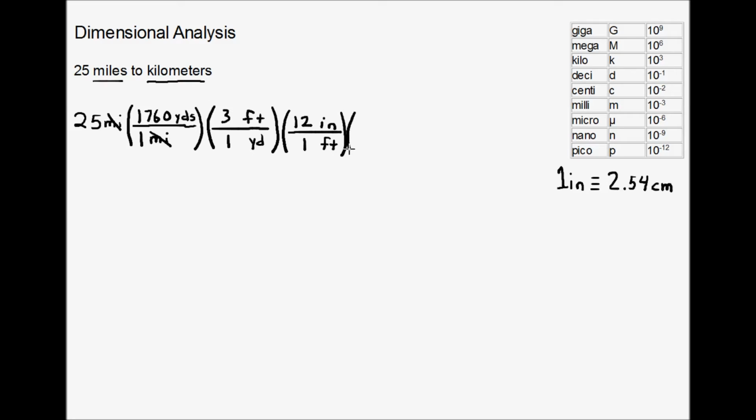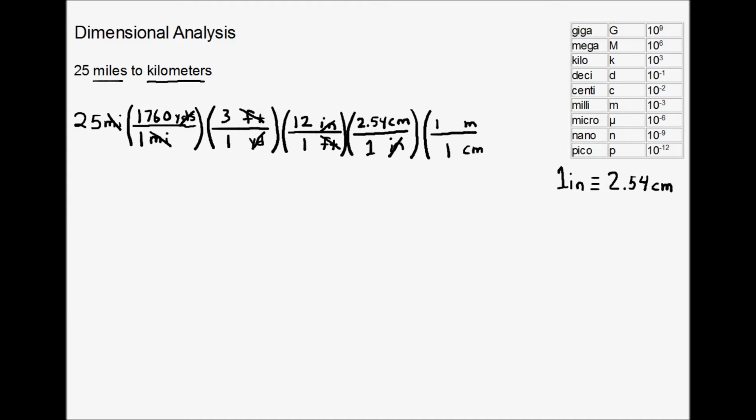Now I can use my definition to go from inches into centimeters. Because according to my definition, 1 inch is 2.54 centimeters. So if I'm following along with my units, yards is canceled, feet have canceled, inches canceled. I'm left now with centimeters. I need to go to kilometers, so first I'll go back to the base unit like I did on the last example. So centimeters to meters.